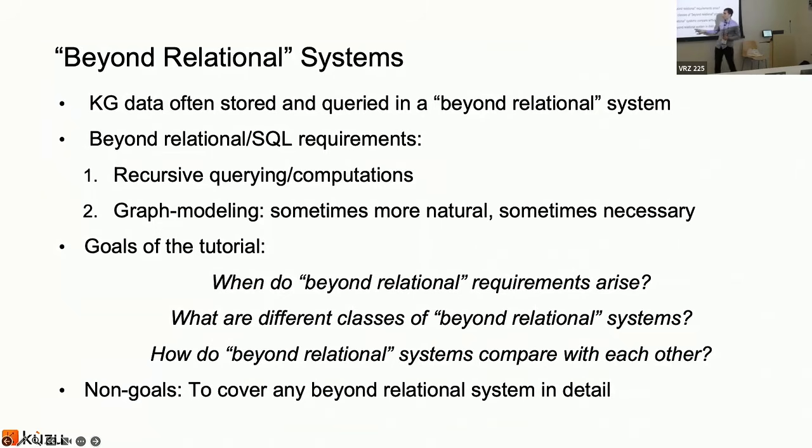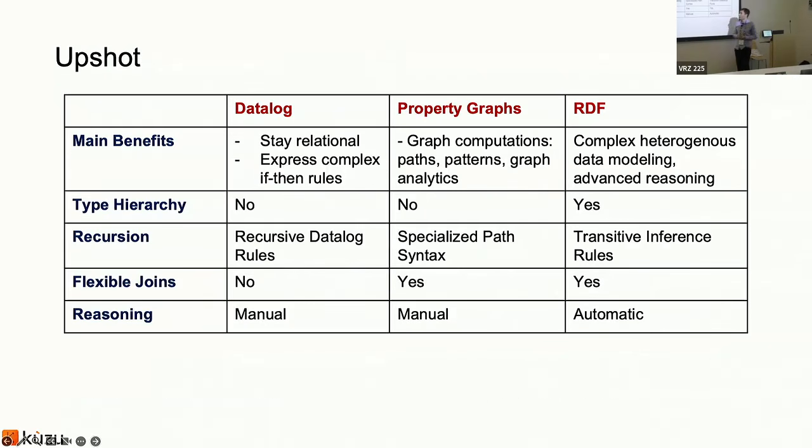And the non-goal of the tutorial is to cover any one of these in detail. I have to be mindful of the time, obviously. I'll cover three classes of systems, so none of them will I go into very deep, but I'll give you the core capabilities from a data modeling and querying perspective. So that is the scope of this tutorial. And the upshot is that I'll form a table that looks like this. I'll have certain features that I think are important for these three classes of systems, and this will be the table that I'm building throughout the tutorial.